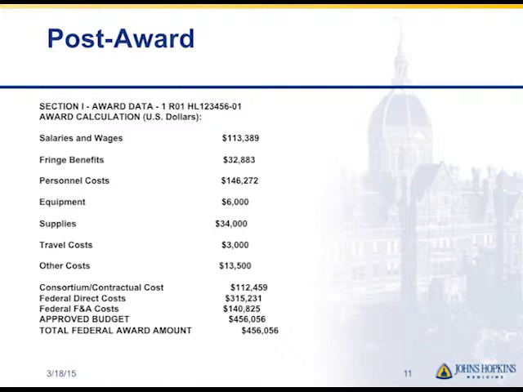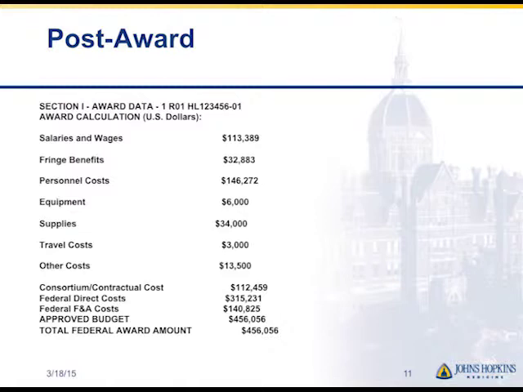Post-award, when you receive your award from NIH, there's going to be a section that has your detailed budget. It will look something like this. Just because this individual received $456,000, it's not money that they can do whatever they want. It's not their personal bank account. You can't spend as you want. They provide a breakdown: you have 113 for salary and wages, 32 for fringe benefits, 146. So that's the total personnel. 6,000 for equipment, 34 for supplies.